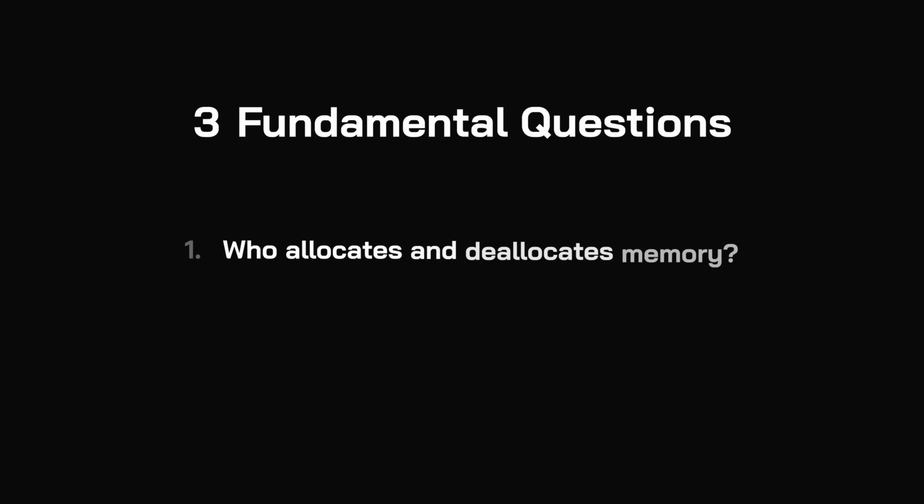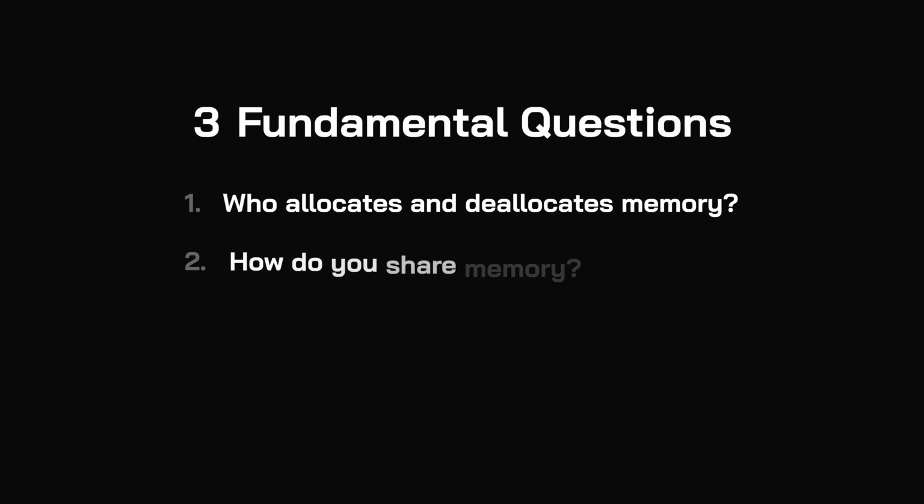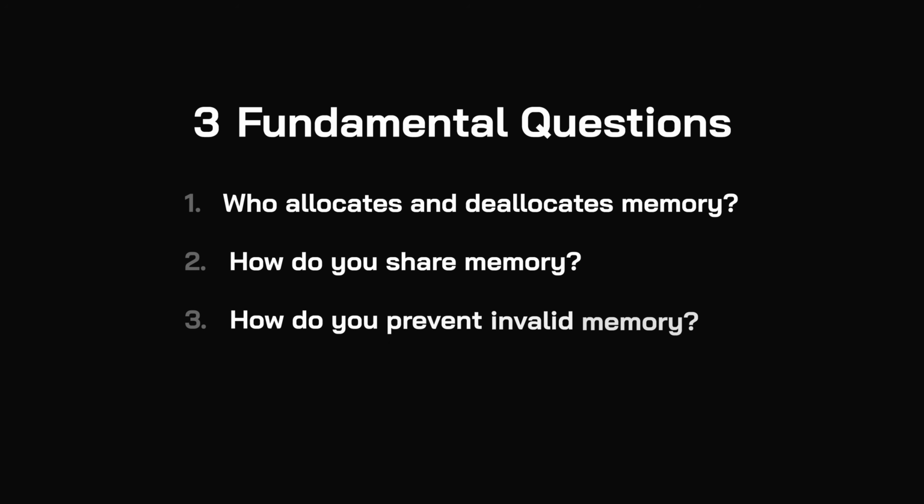To build a language that eliminates memory bugs, we first have to answer 3 fundamental questions about memory. First, when the program is running, who allocates and deallocates memory? Second, how do you share memory among different parts of a program? And third, how do you prevent invalid memory altogether? These are the 3 fundamental questions we have to answer about memory management when designing a language. If we're able to answer all 3 questions well, we should be able to design a language that gets rid of memory bugs altogether. Let's take them one at a time.